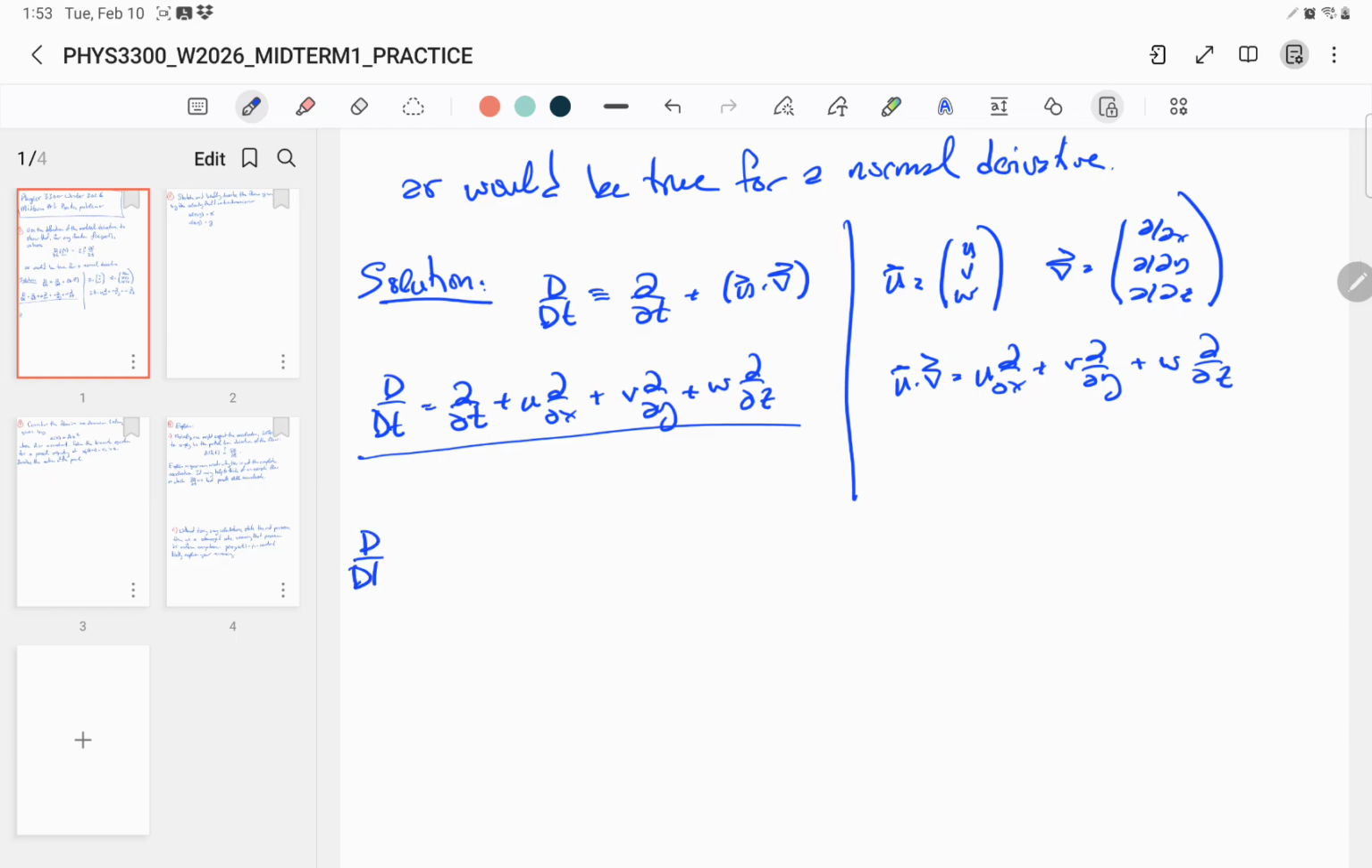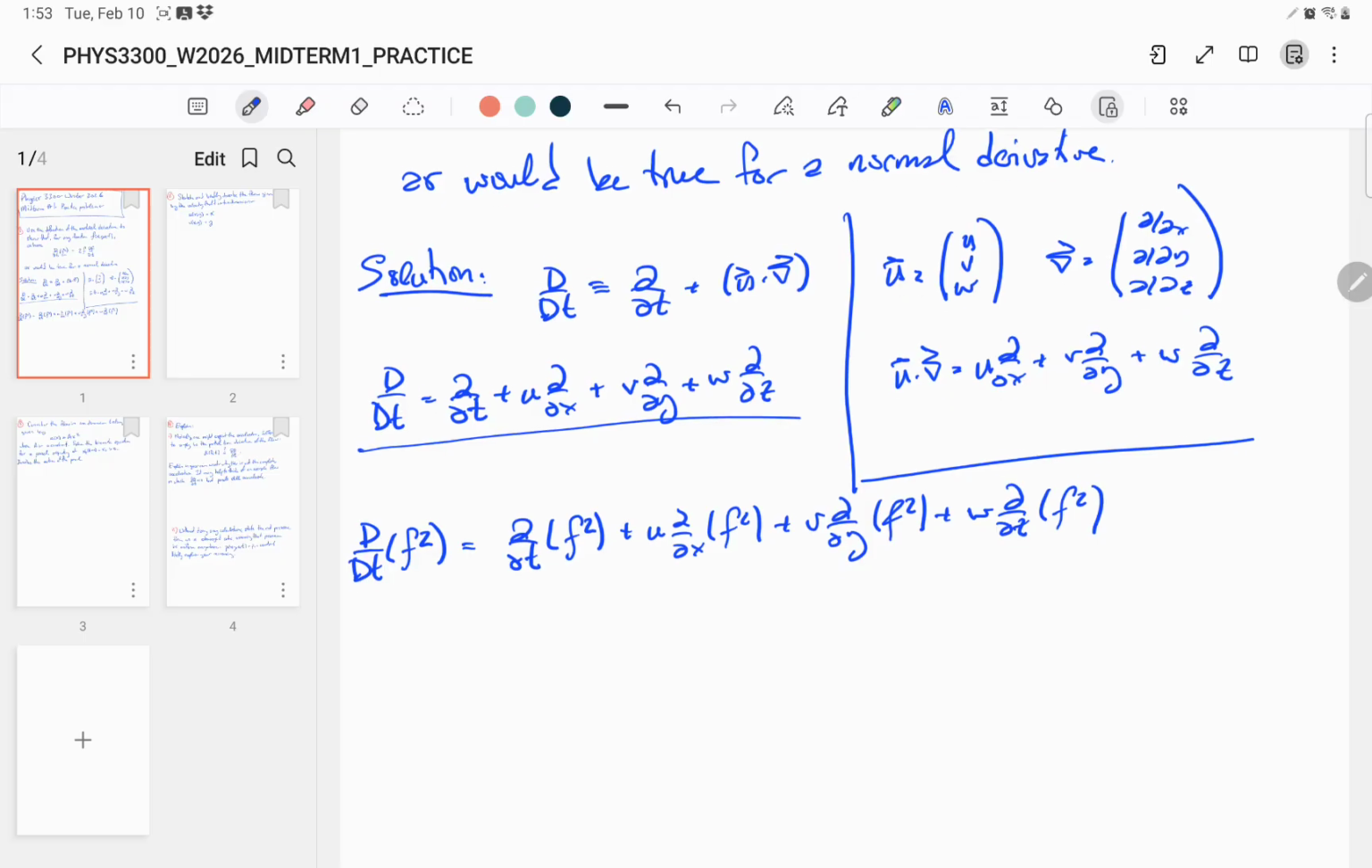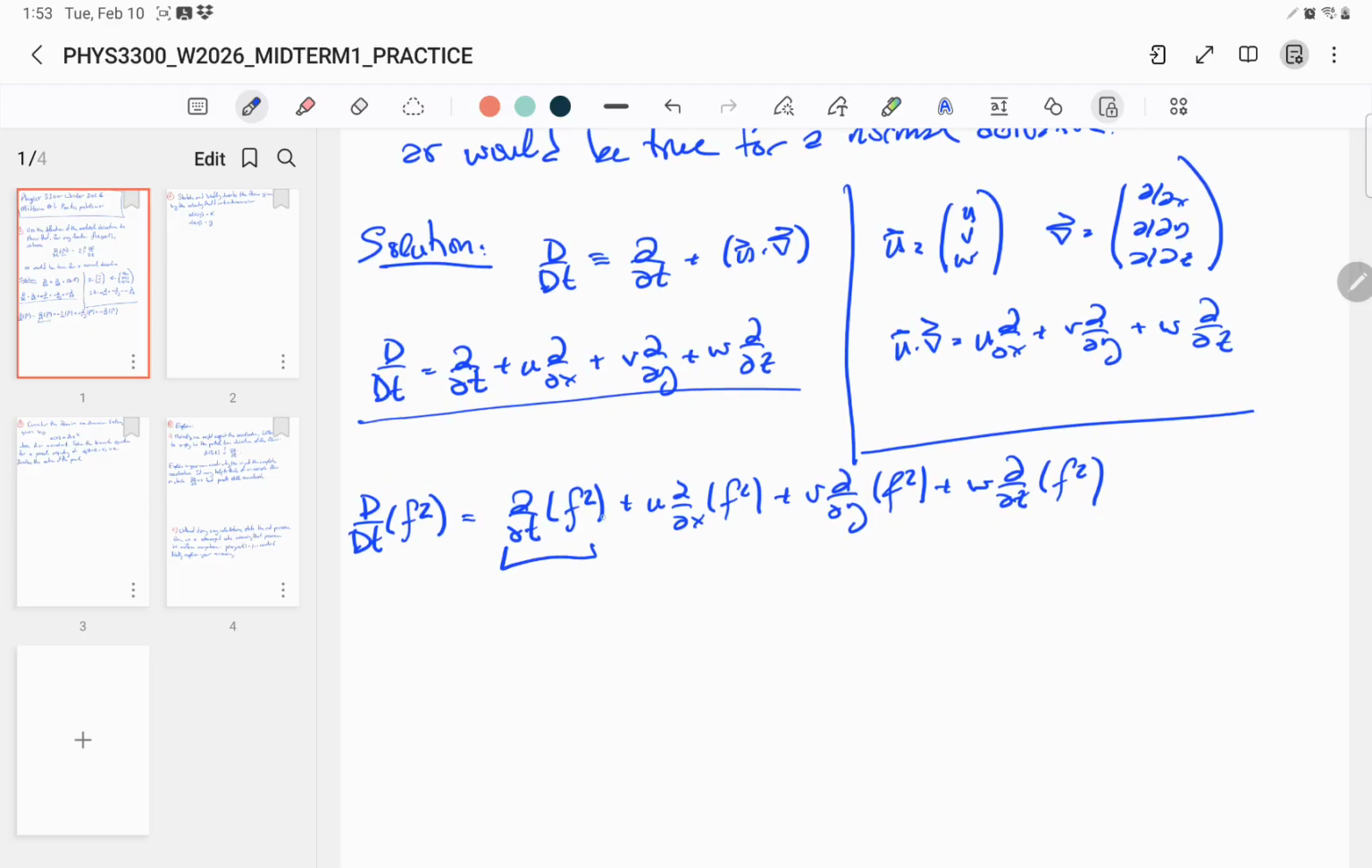So let's look at D by Dt of f squared. So this would be partial by partial t of f squared plus u d by dx of f squared plus v d by dy of f squared plus w d by dz of f squared. And now for each of these regular derivatives, we can use the usual rules of differentiation. So this will give you 2 times f times df dt. This derivative here will give you 2 times f times df dx. This one would be 2f df dy, and this one would be 2f df dz. This is just by the chain rule.